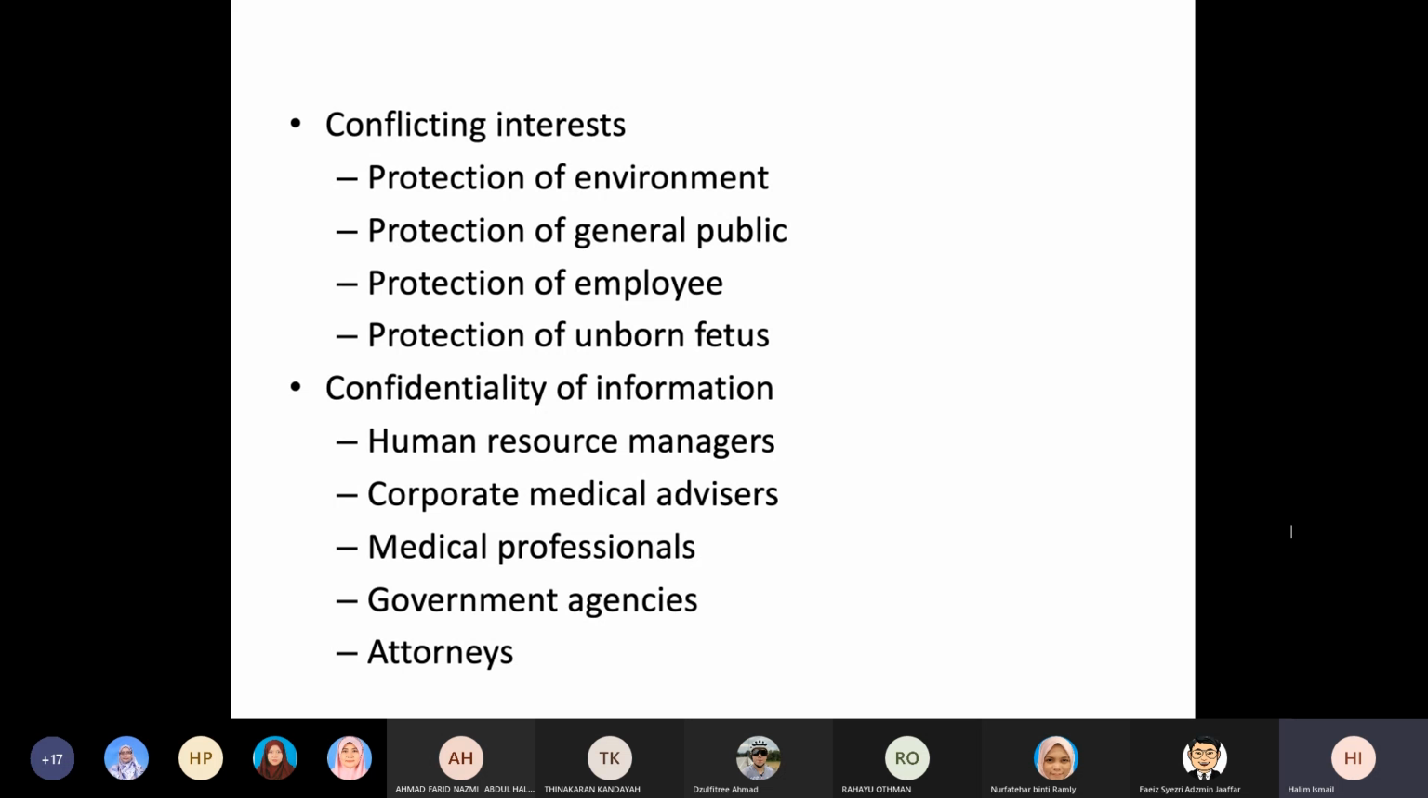problems and issues. Okay. In terms of confidentiality of information, as mentioned earlier, how much information do you need to give to human resource managers and corporate medical advisors? How much information can the medical professional give to all these other people, other than information regarding the patient that they are managing or treating, right? In terms of government agencies and also the authorities. Okay.